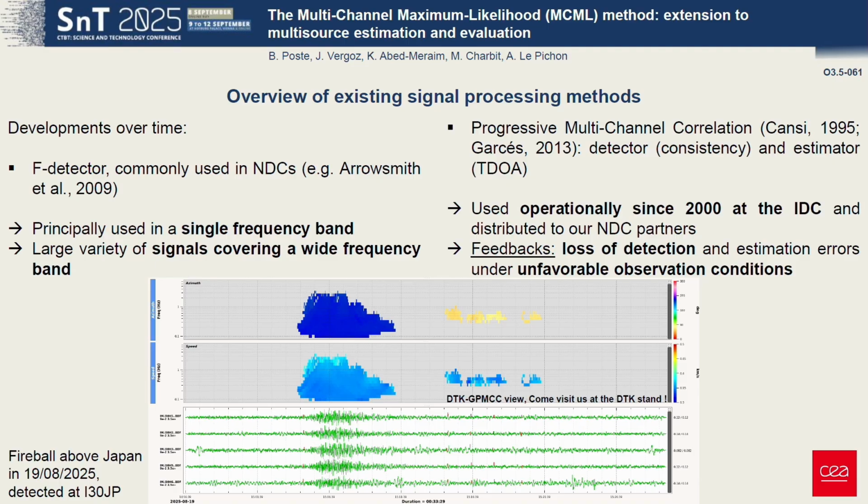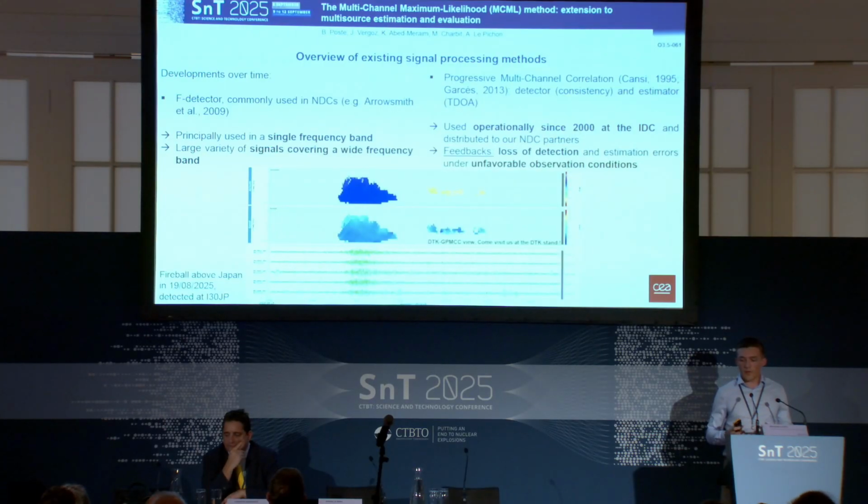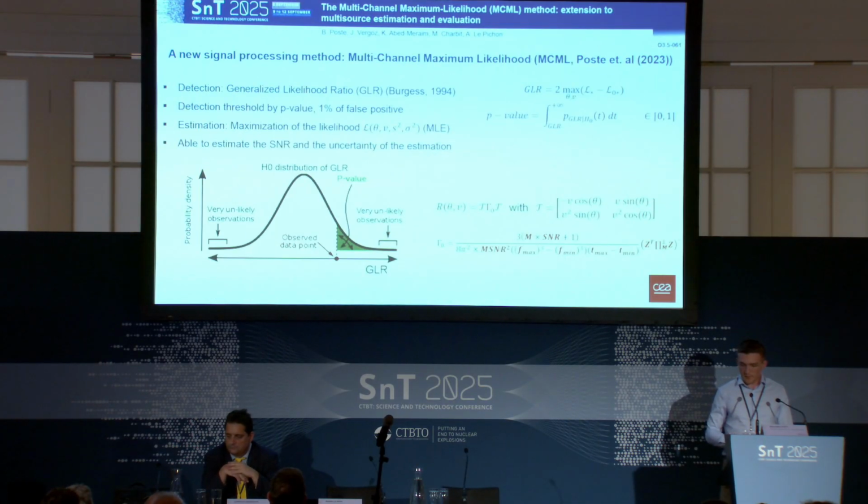PMCC has been used operationally since the 2000s at the IDC and is distributed to all the different NDC partners. However, we have some feedback when we have unfavorable observation conditions like low signal-to-noise ratio or interfering sources. We have a loss of detection and errors on estimations.